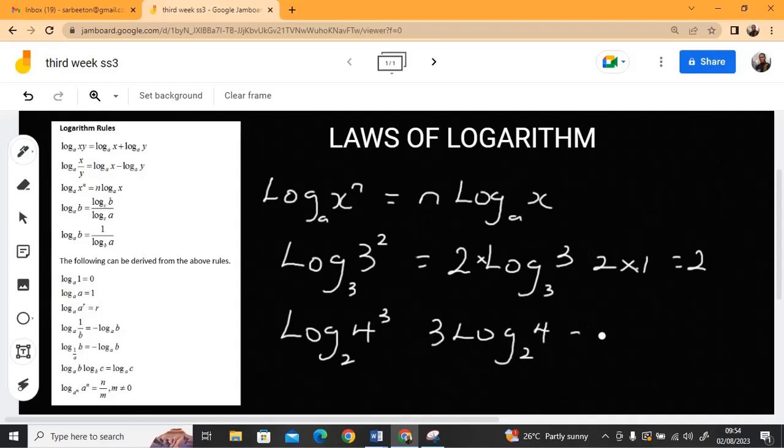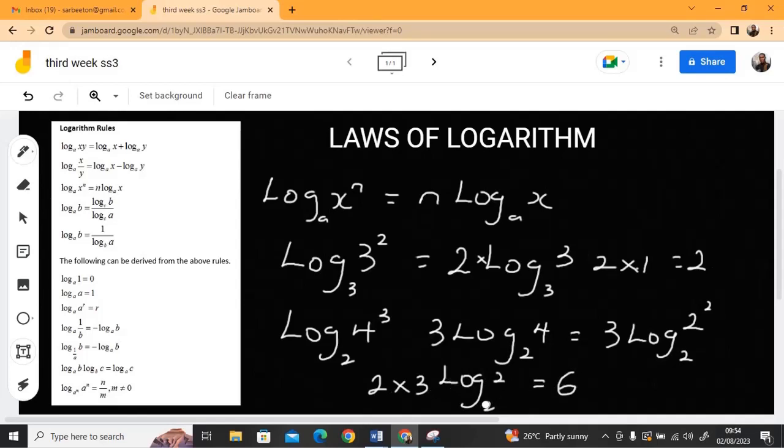So I can even do it like this again: 3 log. You can see logarithm is very straightforward. 2 raised to the power of 2 is 4. It means this power will also come to the front again and multiply what is here. So I'll now have 2 times 3 log base 2 of 2, and 2 times 3 is 6.